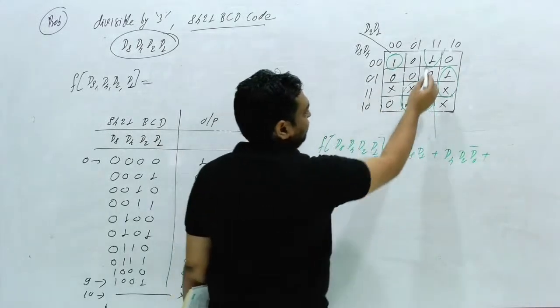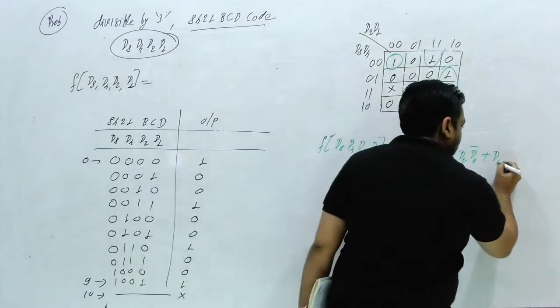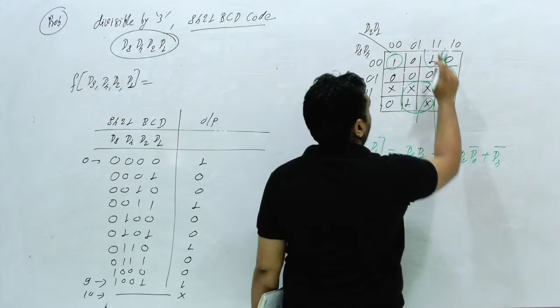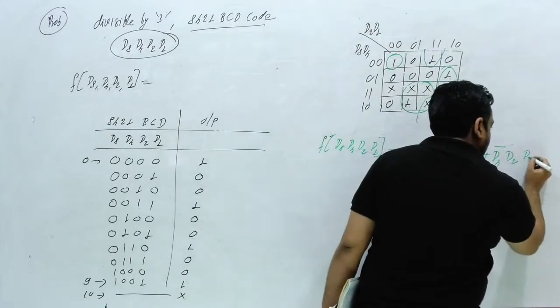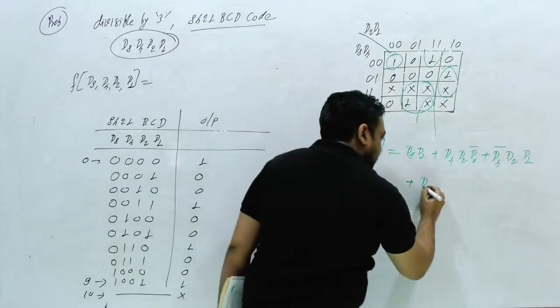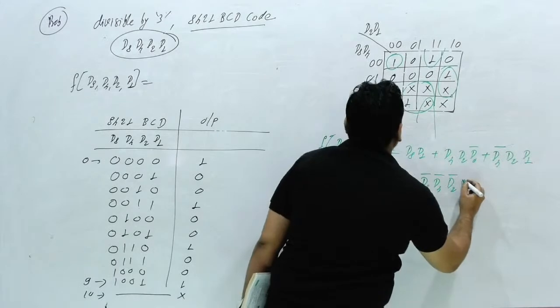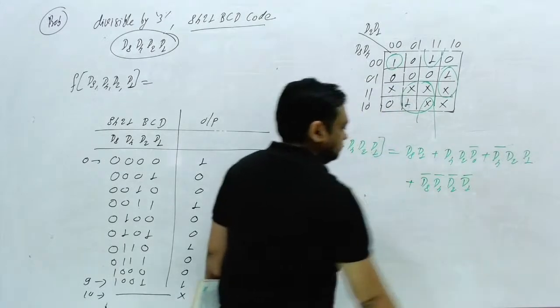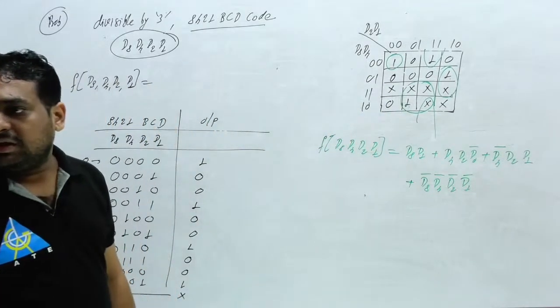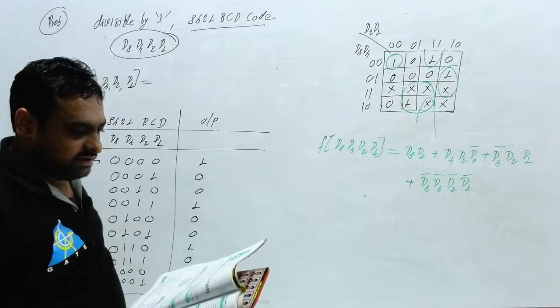What will be the next term? From here you can write the common term is D4 bar, and from here D2, D1. And what is the last term? The last term is single. You can write D8 bar, D4 bar, D2 bar and D1 bar. Like this. This will be the answer. Clear? I am going to check the option.